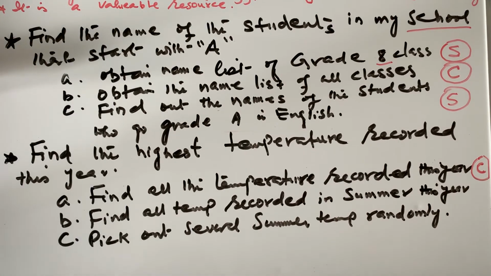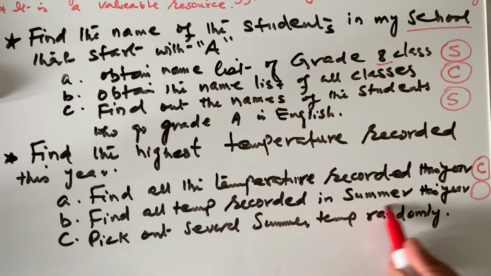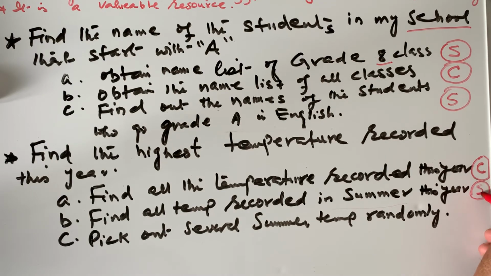Second, find the temperature recorded in the summer this year. This is a sample, right? So we are only taking summer temperatures. So this is sampling, right? Sample data. Pick out several summer temperatures randomly. This is also a sample, right?